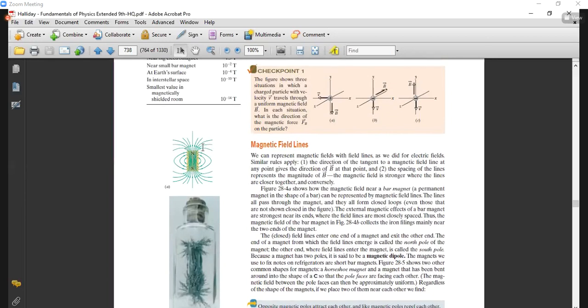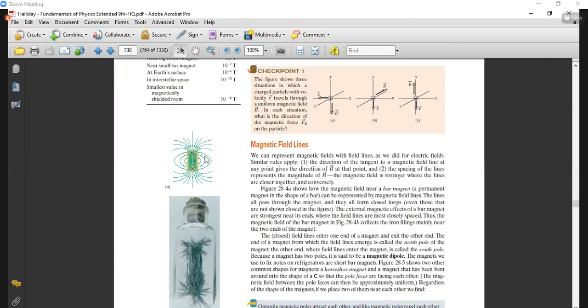Near the north pole, again you can see that the spacing between the magnetic field lines is quite small, so the strength is higher. As you move away from the magnet, the spacing between the magnetic field lines gets larger, so it means the strength of the magnet is weaker here.